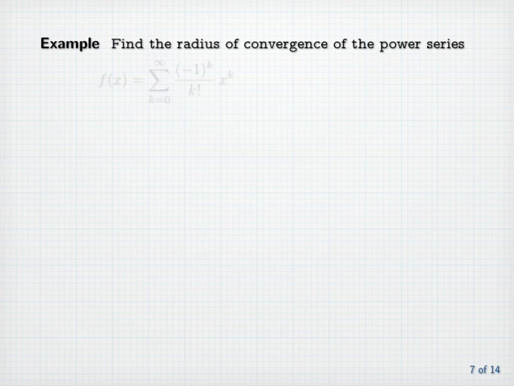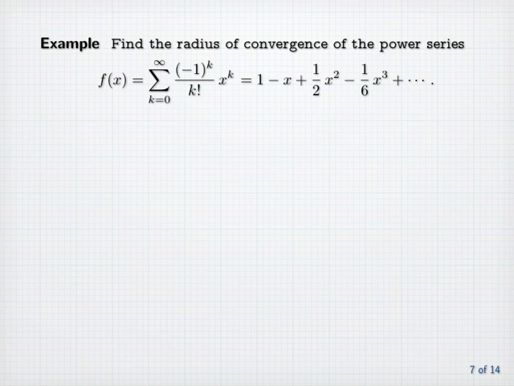Example. Find the radius of convergence of the power series f of x equal to the sum from k equals 0 to infinity of minus 1 to the k over k factorial times x to the k. That equals 1 minus x plus 1/2 x squared minus 1/6 x cubed, and so on. Again, we'll use the ratio test.